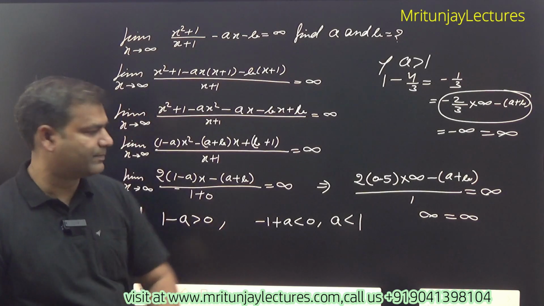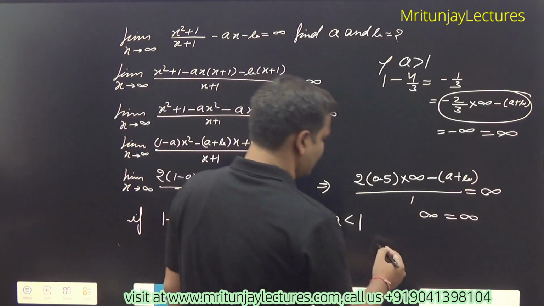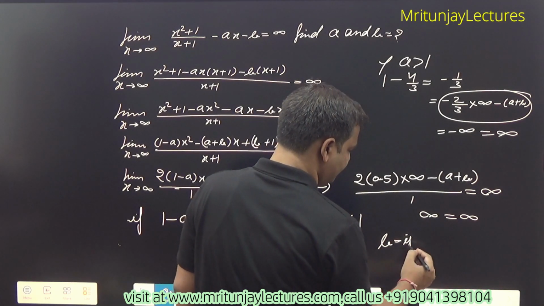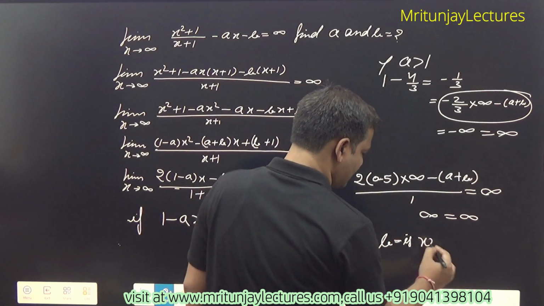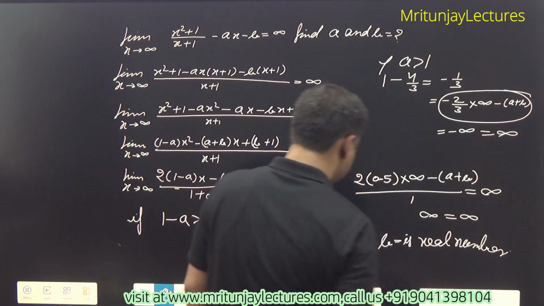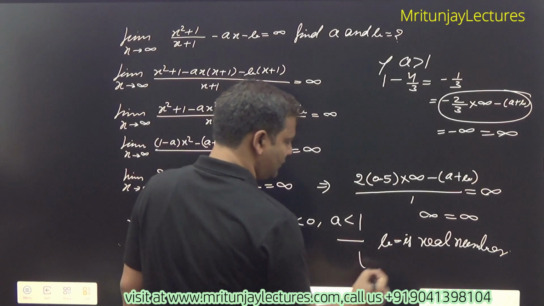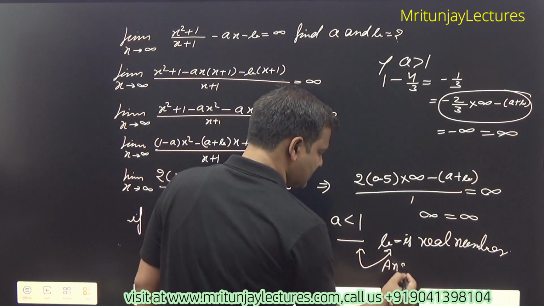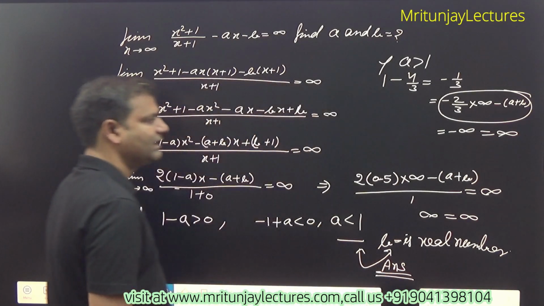But what about b? b is any real number. So a is less than 1 and b is any real number is the final answer.